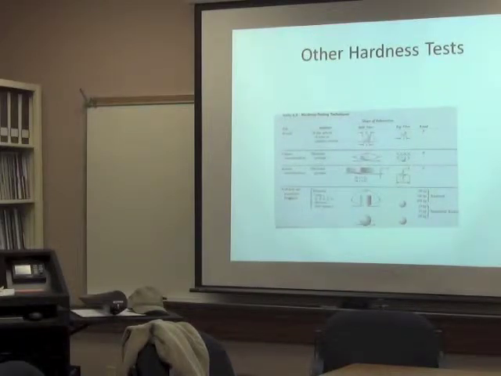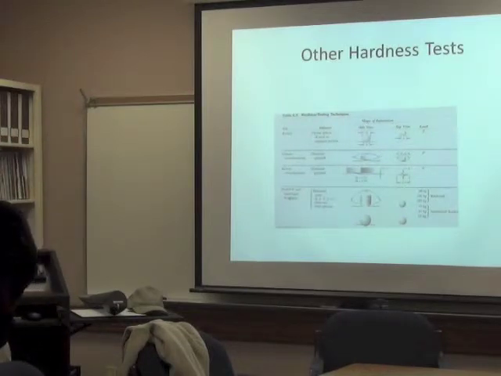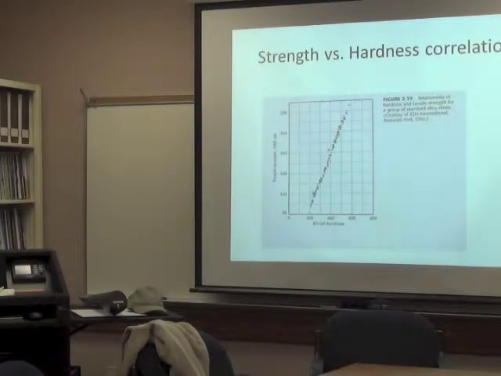You might have heard of the Mohs scratch test before in geology, right? And they do that. That's also a form of hardness test, you know, diamond being the hardest. Then this is the correlation between strength versus hardness here. You see here the tensile strength, and here's Brinell hardness, and you see that almost like a straight line, right? Correlation. So when the hardness goes up in a material, the strength goes up, so that definitely we can look at that.